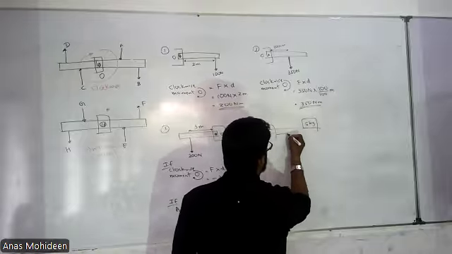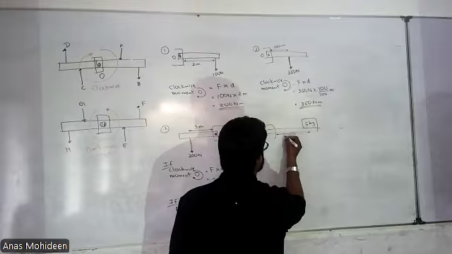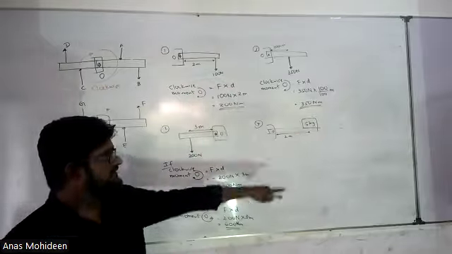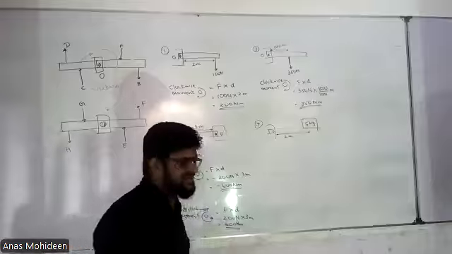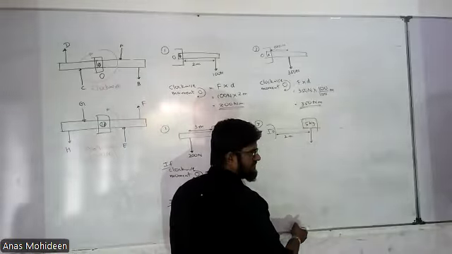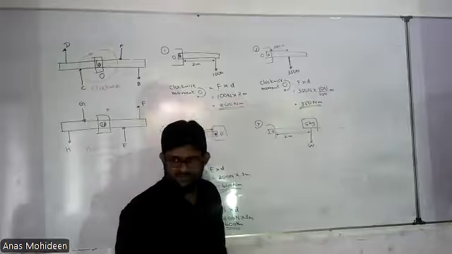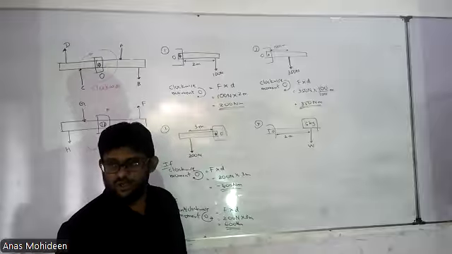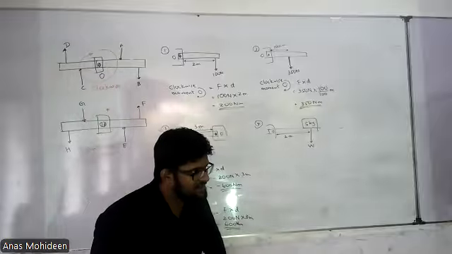A 5 kilogram object is kept at a distance of 2 meters. By the weight of this object, what is the moment acting? You can see weight will always be down. Is it clockwise or anti-clockwise? Clockwise, right? It's moving down, so it is the clockwise direction.